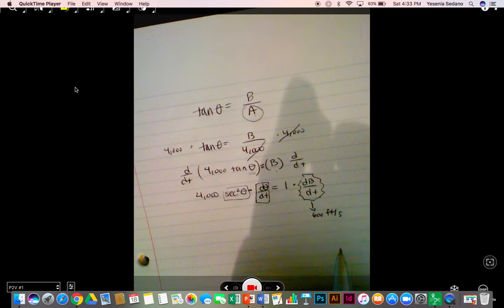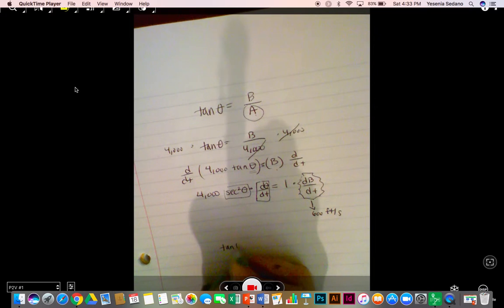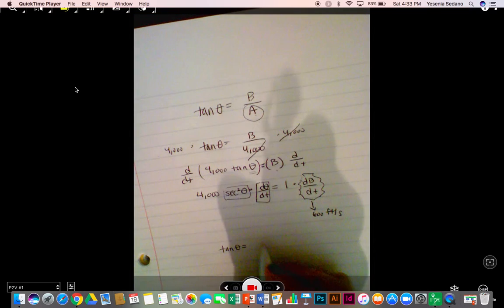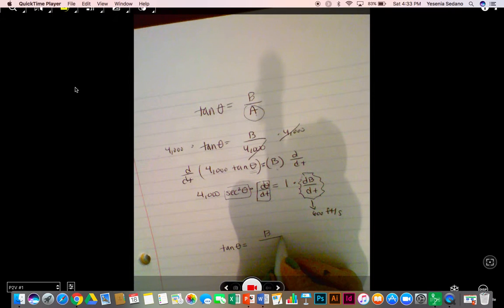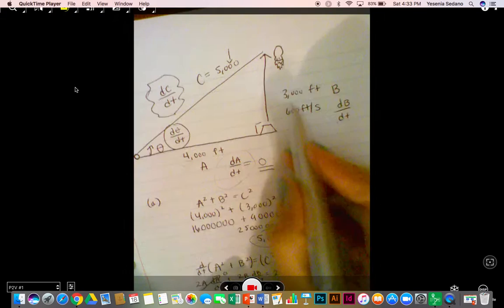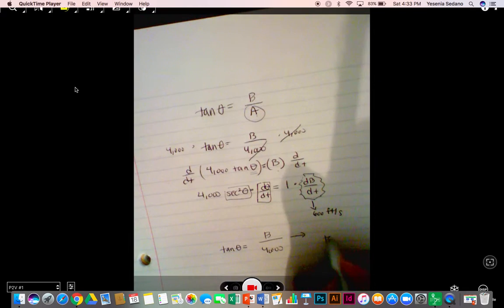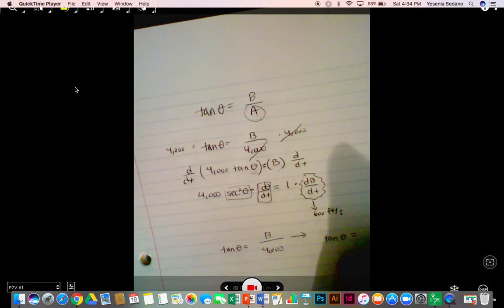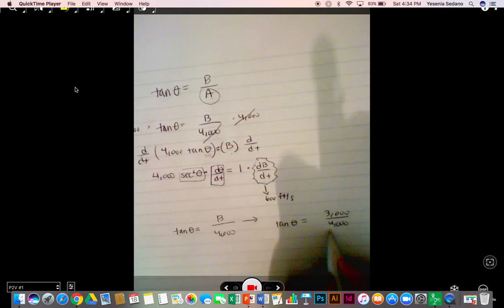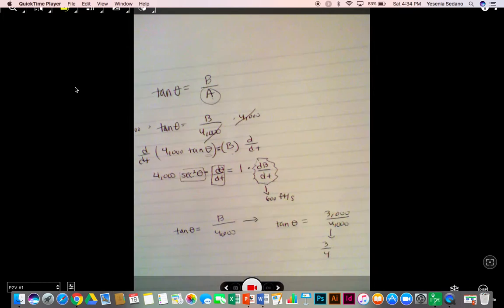So here's what we have though, at least. We do know that tangent of theta is equal to b over 4,000, and b at that point was 3,000 feet. So tangent of theta is equal to 3,000 over 4,000, and that simplifies to 3 over 4. So I know tangent of theta is 3/4.